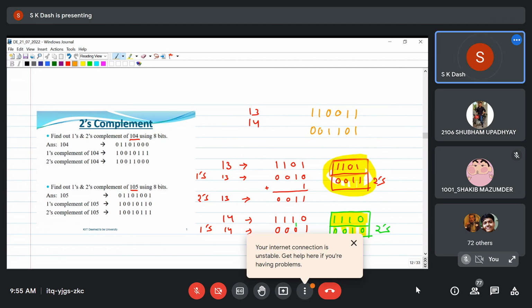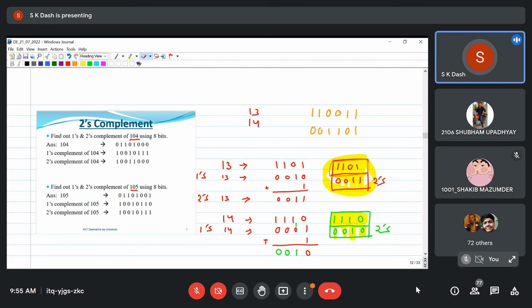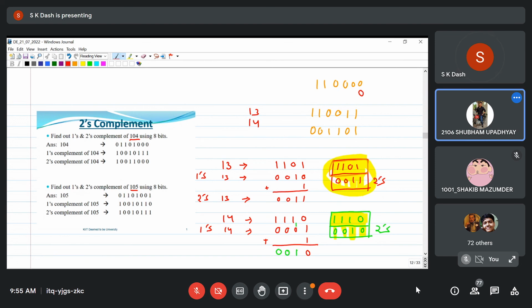Okay. Now suppose, take another example, 110000. Okay. So what to do? We'll keep on copying until we first get one. So 0, again 0, again 0, again 0, 1. First one is encountered, after that interchange.